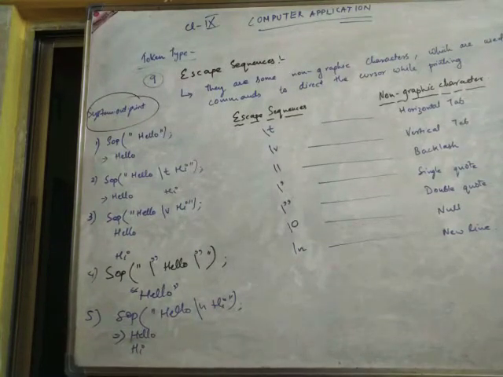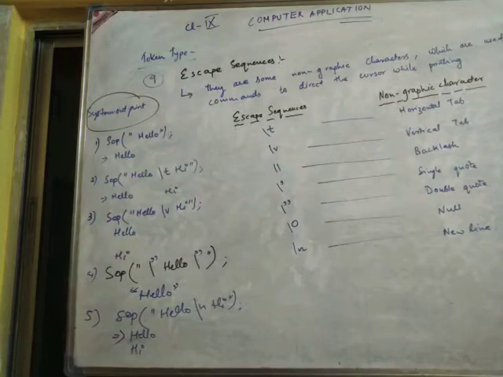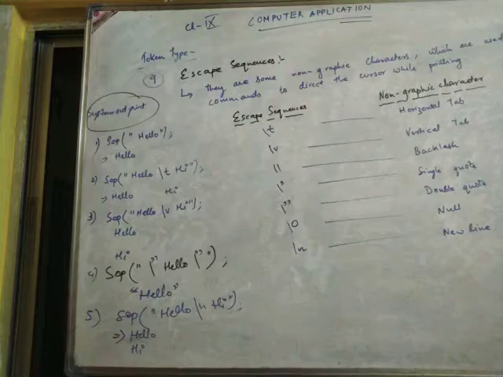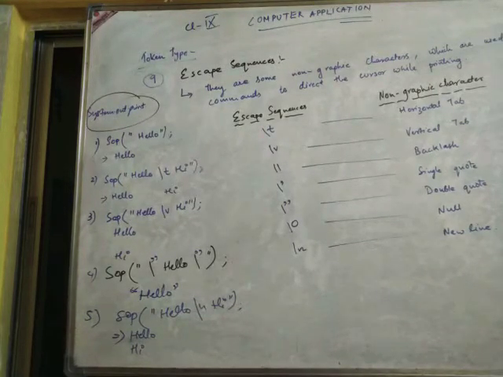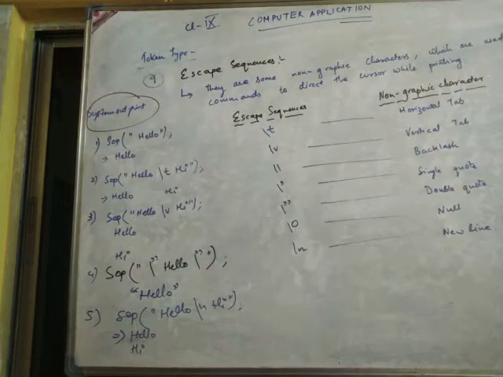Clear? Understood? And that is how it will be seen on the computer screen that I have shown you here. Clear? Understood? So what are escape sequences? There are some non-graphic characters which are used as commands to direct the cursor while printing. Okay, so this is about the types of tokens. With this we conclude the types of tokens.